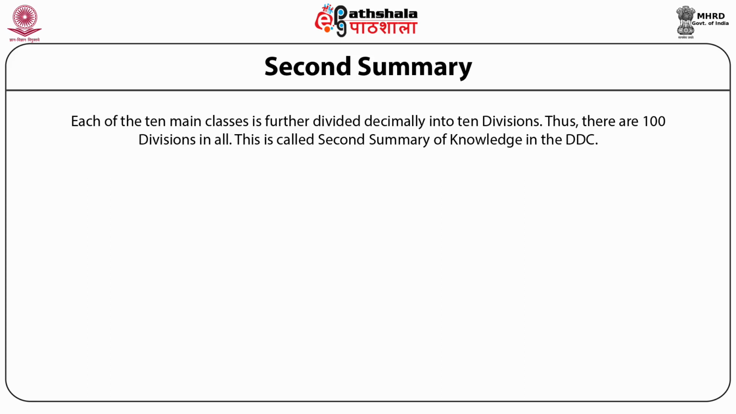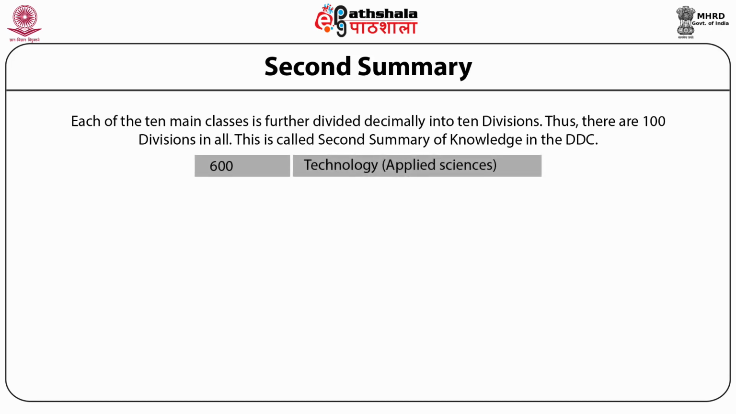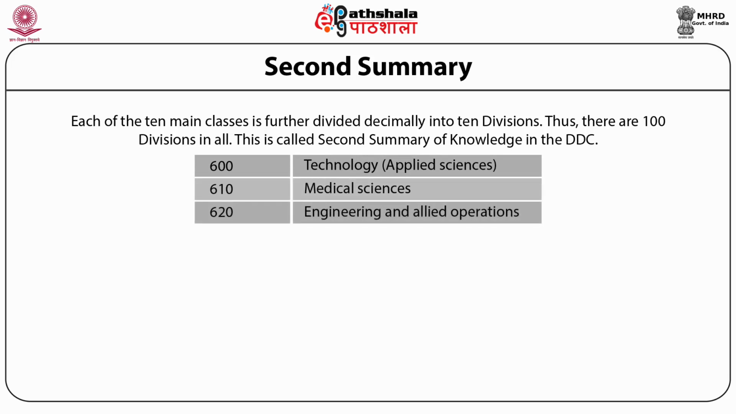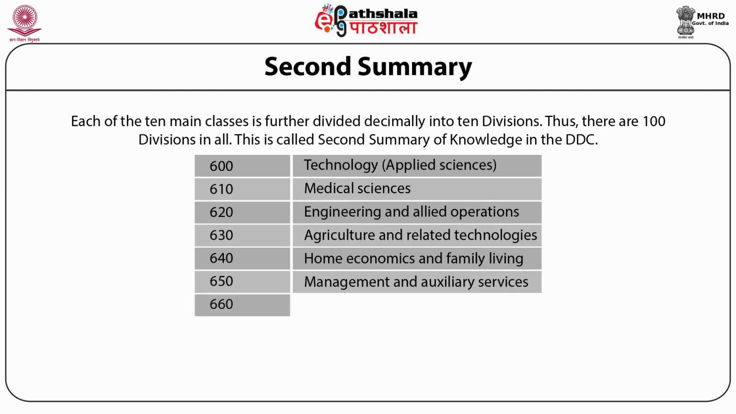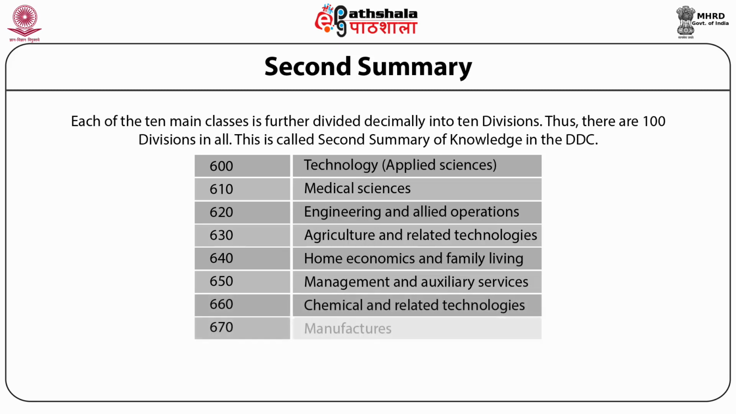For example, let us take the divisions of the main class 600 applied technology or applied sciences. And the first is 610 medical sciences or medicine, 620 engineering and applied sciences, 630 agriculture, horticulture, etc. 640 is home economics or home science and family living. 650 is management and auxiliary services. 660 is chemical related technologies.